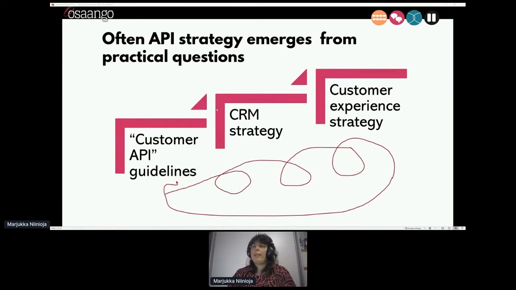So one thing that we did, for example, this autumn was to help a big public sector organization. The whole story started from, we need a customer API. We have this CRM system and a lot of stuff going around it, but we need a customer API, and our case is so complex that it's not easily solvable, and we need some guidelines on how to solve this and how to decide and design API things in general. So we want general guidelines, but specifically for the customer API.